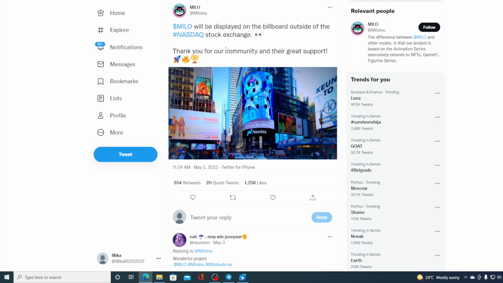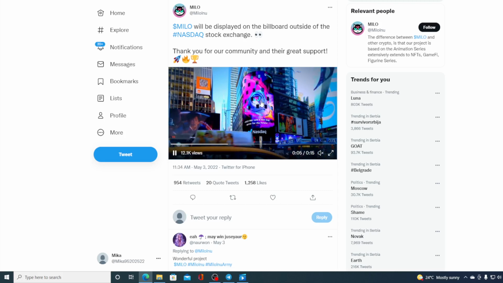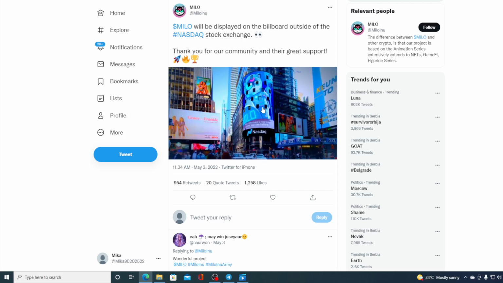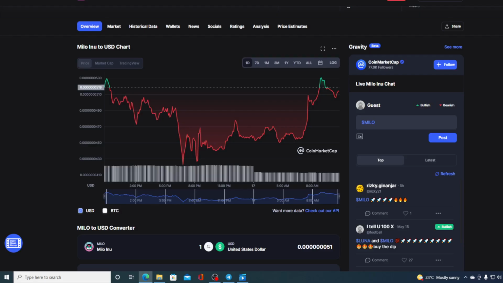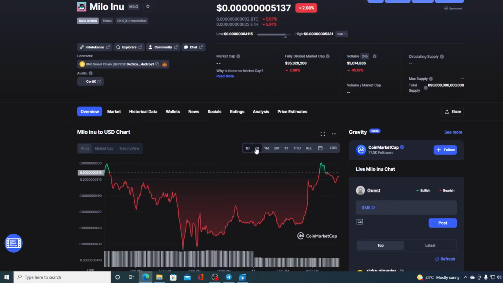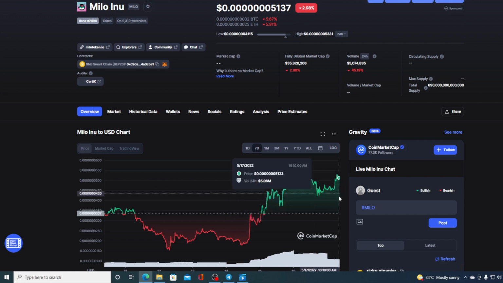So guys, here is the news that I started the video with. Milo Inu is being displayed on a billboard outside of the Nasdaq Stock Exchange. So as a meme coin, you can imagine what this is gonna be doing to the price in the future. Any popularity and any hype can push the meme coin high up in the value. And that's what we are seeing with Milo Inu, believe it or not, guys, because if we take a look at a bit wider time frame, let's say last 7 days, we are actually in the green. This is the price movement for today, guys. So it's still in the green and it's way up from the support level over here. And where is this price going in the future? I will be telling you that in a minute.